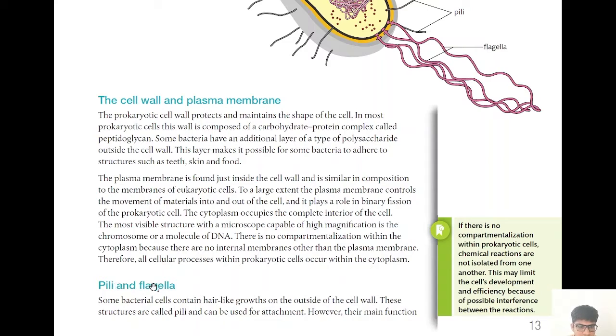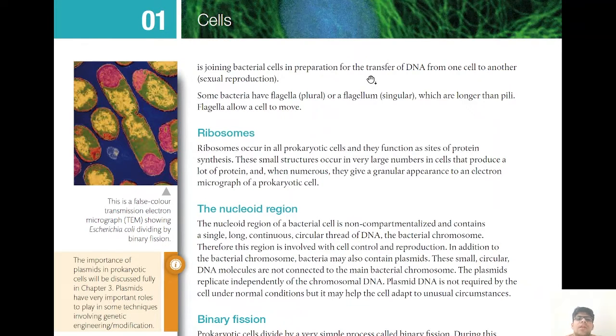And pili and flagella. Some bacterial cells contain hair-like growths on the outside of the cell wall. These structures are called pili and can be used for attachment. However, their main function is joining bacterial cells in preparation for the transfer of DNA from one cell to another. And some bacteria have flagella, which is the plural form, and flagellum is singular. They are longer than pili. Flagella allow a cell to move, so their main function is movement.